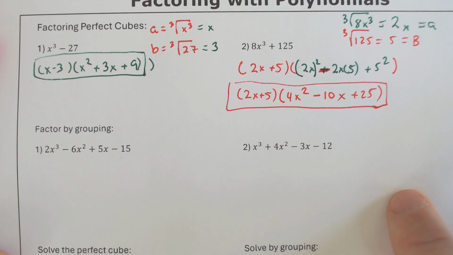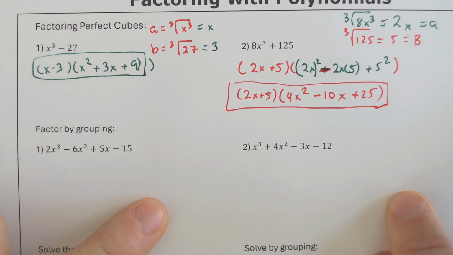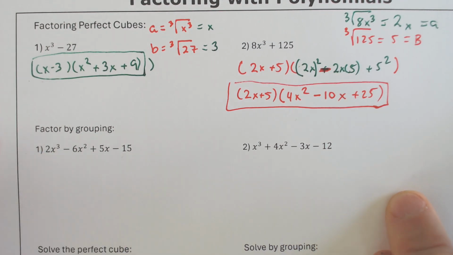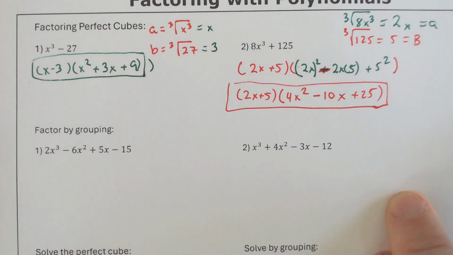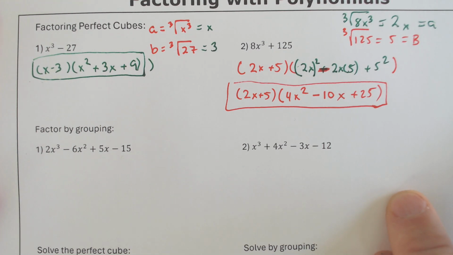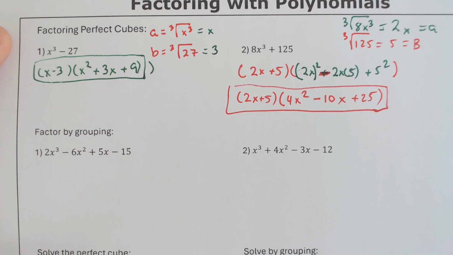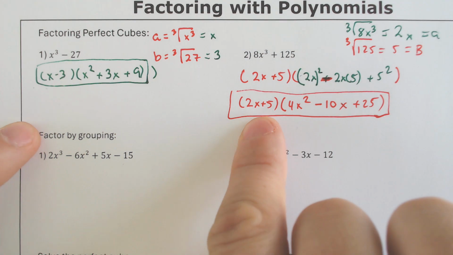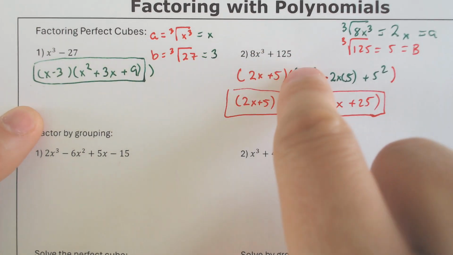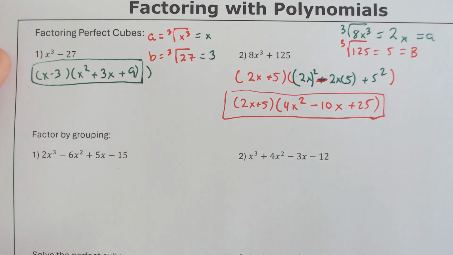Factor by grouping works best when there are 4 terms. Okay? Normally, they will be oriented in a way that is good for you, but sometimes you are allowed to rearrange them to make it work out. Factor by grouping will not always work. Perfect cubes, they have to be cube rootable. Factor by grouping has to be a unique thing.